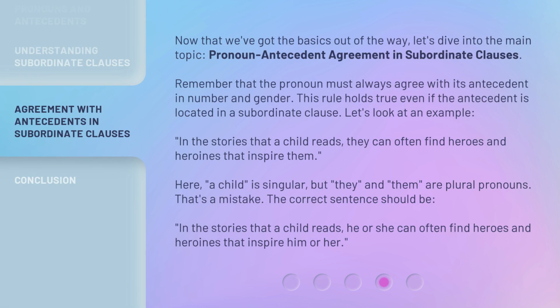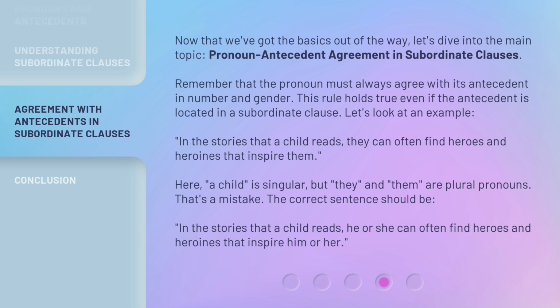Now that we've got the basics out of the way, let's dive into the main topic: pronoun-antecedent agreement and subordinate clauses. Remember that the pronoun must always agree with its antecedent in number and gender. This rule holds true even if the antecedent is located in a subordinate clause. Let's look at an example.